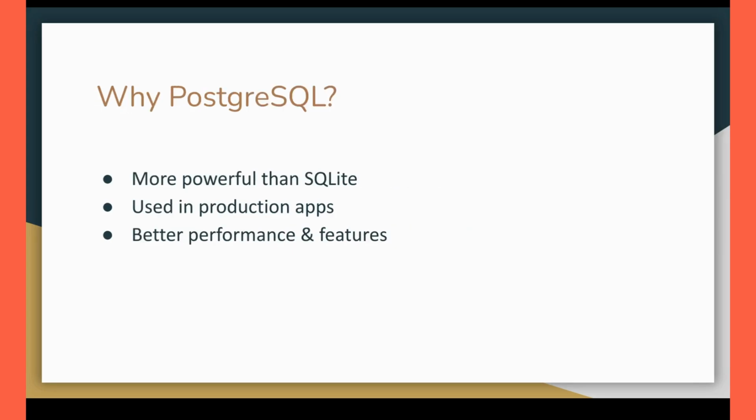Why is PostgreSQL more powerful than SQLite? SQLite is the default database when you initialize any Rails application with rails new app name. If you check database.yml, you will find that the default database is SQLite, which is not good practice to keep as a database. It will not be used in production and does not have better performance. Instead, you have to use a professional database like PostgreSQL or MySQL.